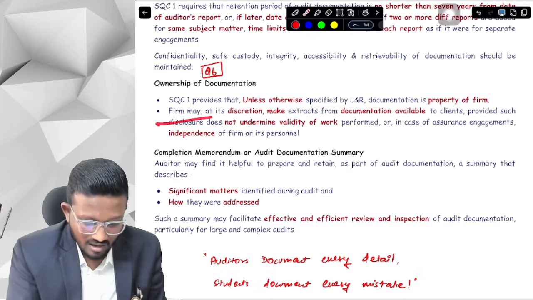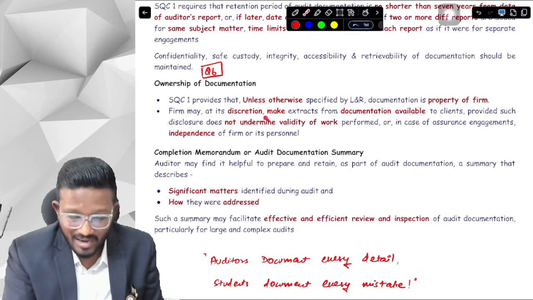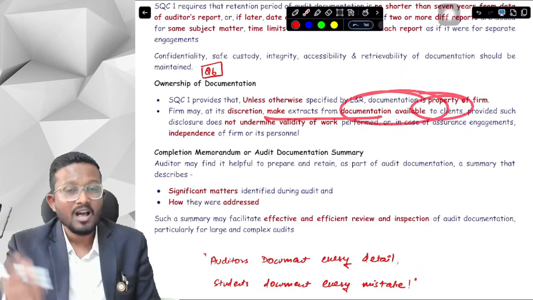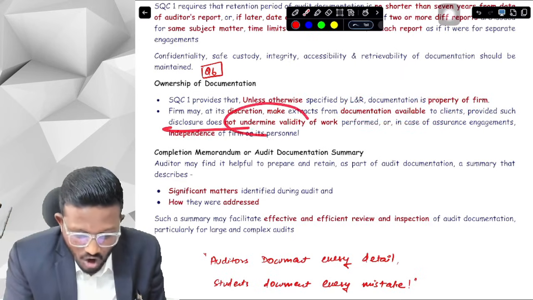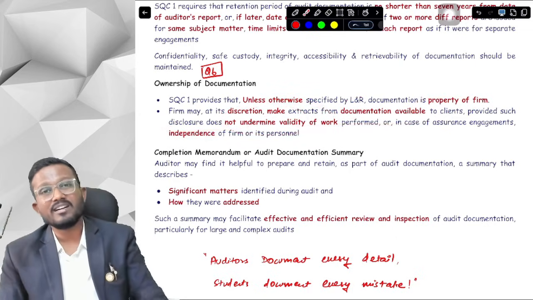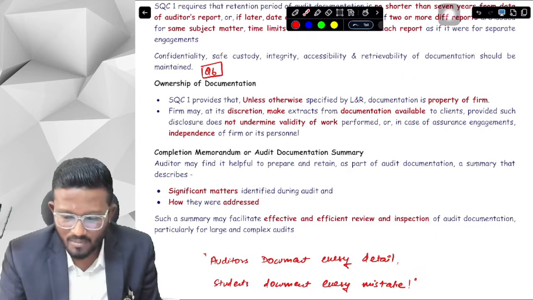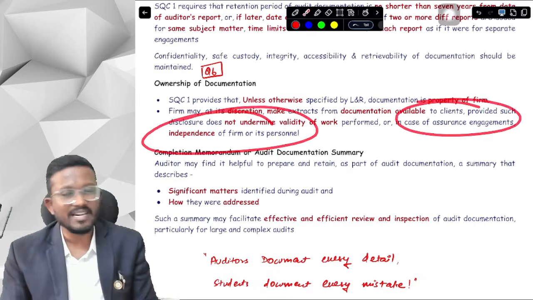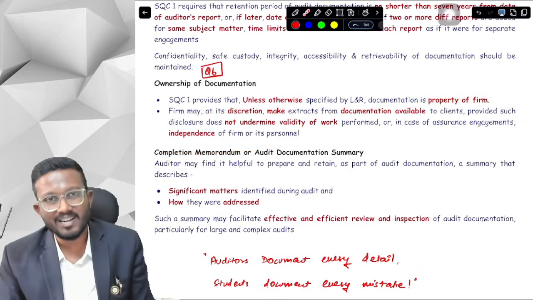The firm, if it allows at its discretion, may make extracts from documentation available to the client, provided it ensures that it does not undermine the validity of the work performed, or in case of assurance engagement, the independence of the firm or personnel. It should not affect our independence as well.